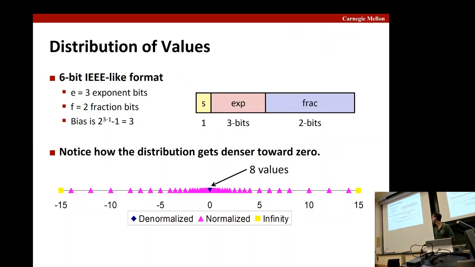And here's another way of looking at them. To make it simple, we've done a much smaller example, a 6-bit format, where you have 3 bits for the exponent and 2 bits for the fraction. And what we've done is plotted the denormalized ones, which are that middle slice shown in black, with 8 values. The normalized ones, you can see how they also concentrate closer to 0, and then the positive and negative infinity.